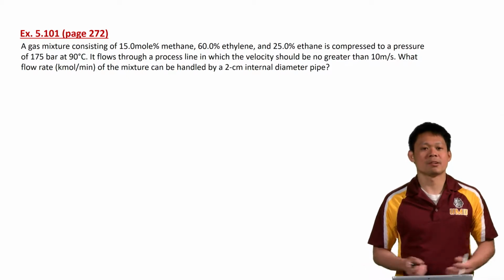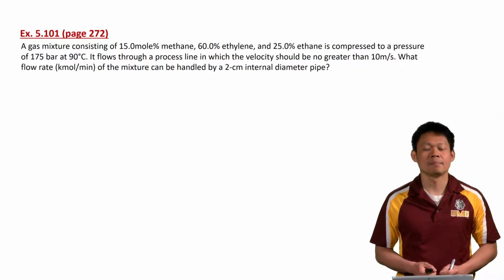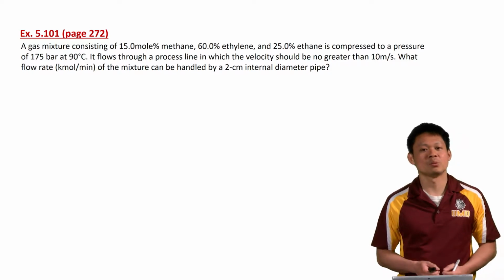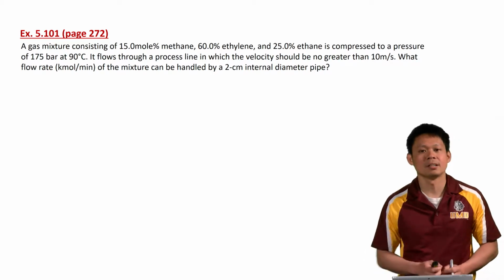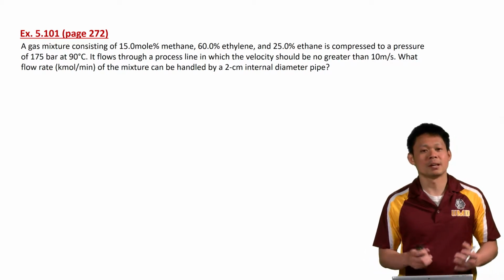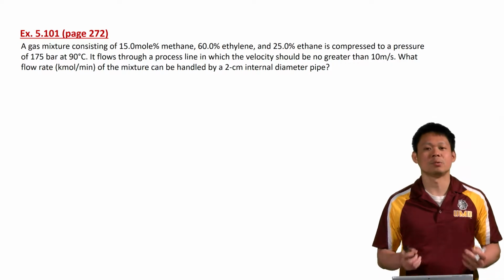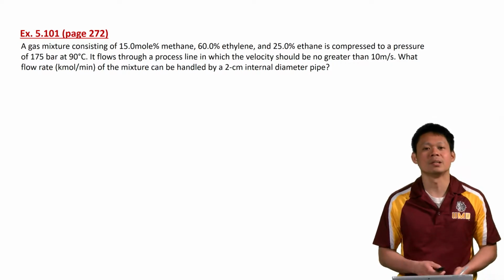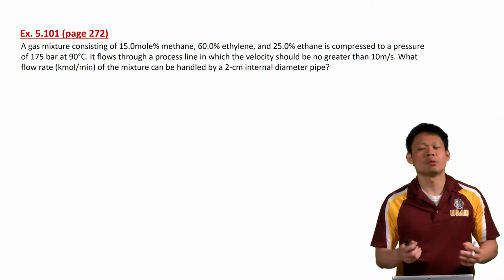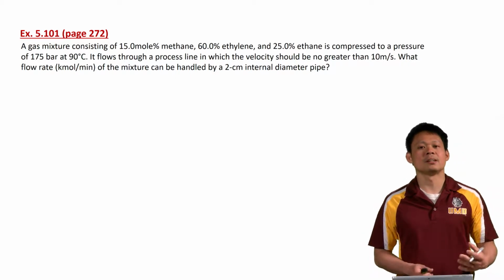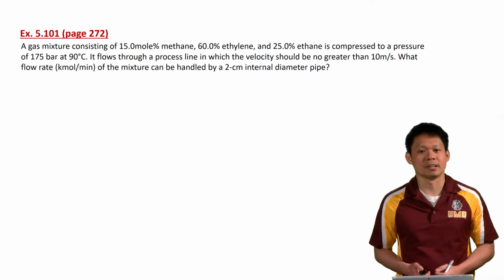This pressurized gas is going to flow through a process line, and we are given some specification. We don't want the velocity to be greater than 10 meters per second, so it cannot be too fast. What flow rate, so what's the amount in kilomoles per minute, the molar flow rate of this mixture, can be handled if we have the diameter of pipe as 2 centimeters? So first of all, what we need to do is to try to understand what we are given and what we are trying to find.